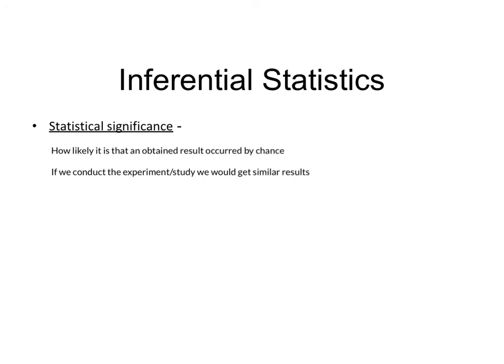So we don't want our data to show that this could have happened by chance, right? We are hoping that the data is going to show that the independent variable caused the dependent variable and that we would be able to repeat this experiment again and get very similar results. And that would prove to us that our study is statistically significant.